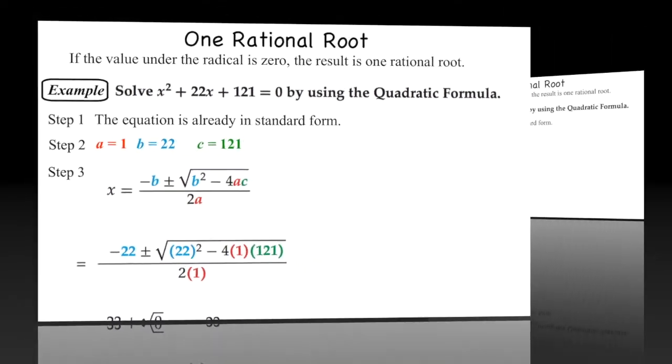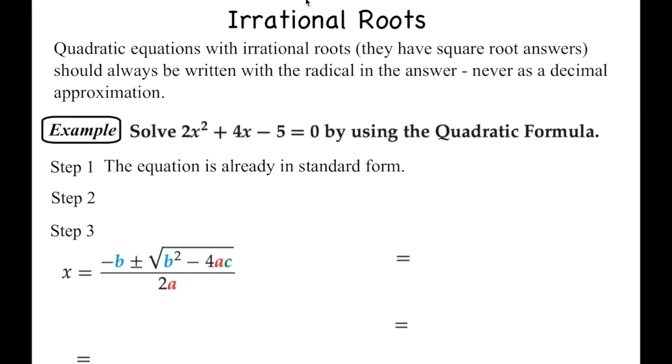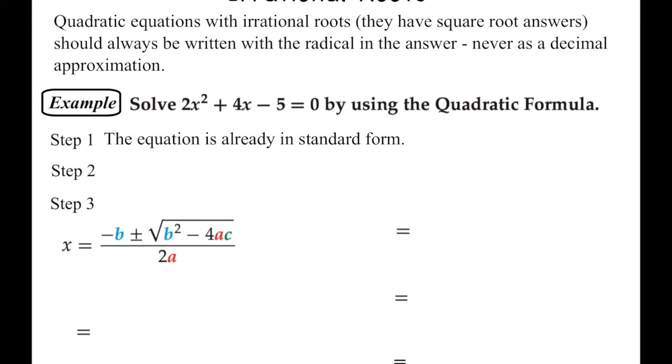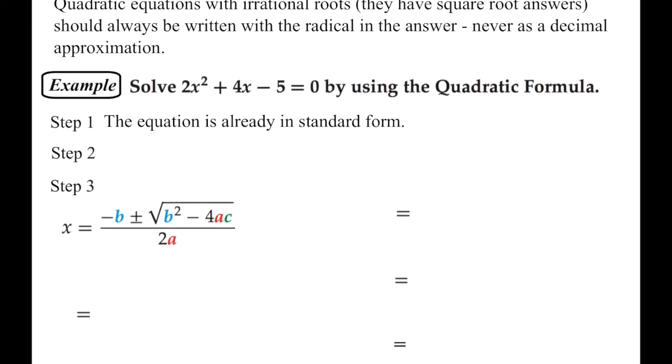What about when we have irrational roots? Quadratic equations with irrational roots means that they have square root answers that don't simplify. And we always want to write those with the radical in the answer. We never want to estimate those and write the answers with decimals. So please leave your answers with either fractions or radicals in them. Okay, no decimals in this unit.